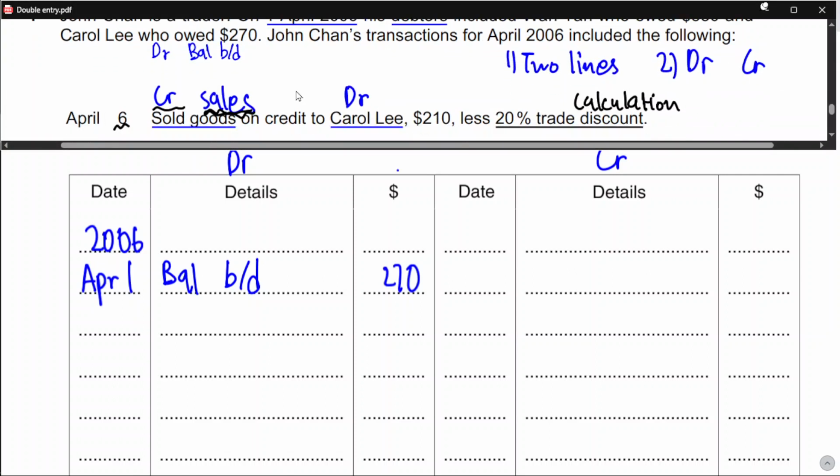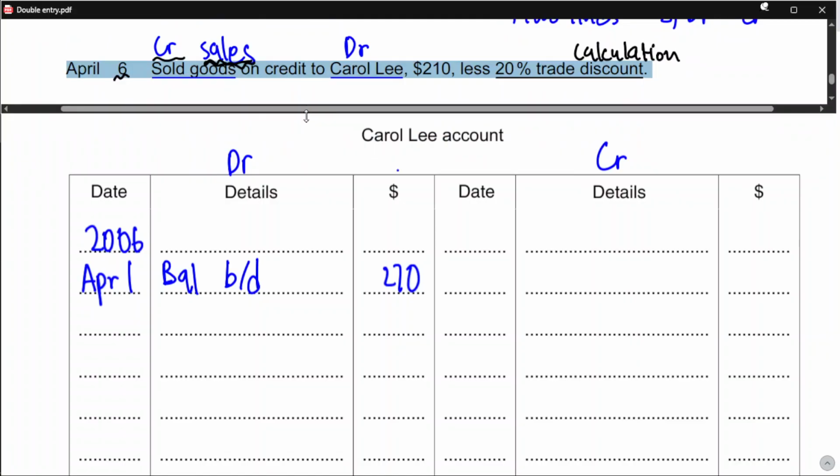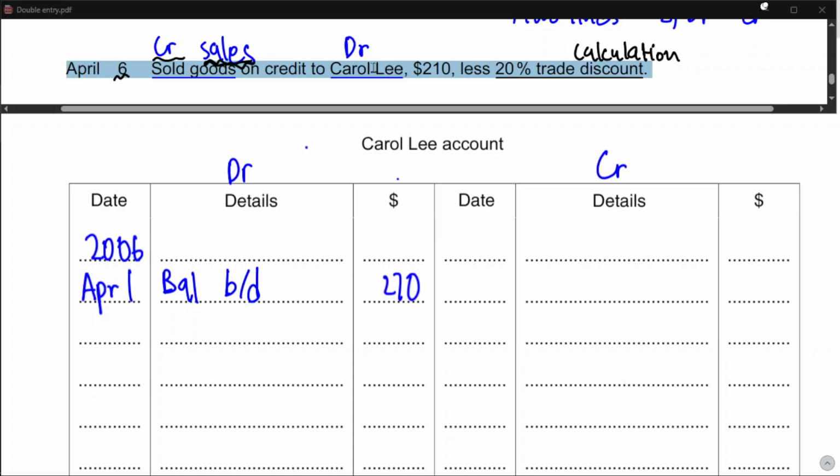Now let's go to the next line. Go to Caroli account. Then Caroli debit sales. This one we do in calculation. So bracket 210, less 20%. 100 minus 20, so you get 80%. So you get 168.